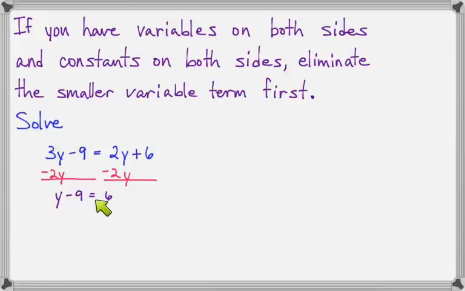So y minus 9 equals 6 means we need to add 9 to both sides. And then y minus 9 plus 9 adds up to y. And 6 plus 9 adds up to 15.